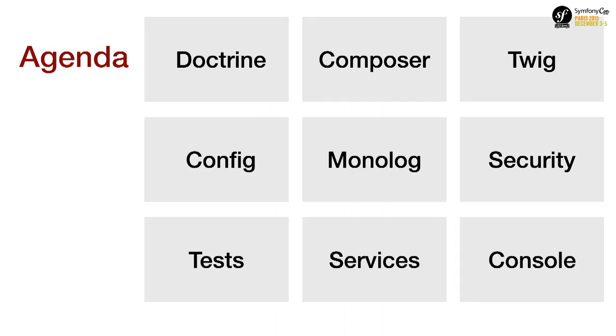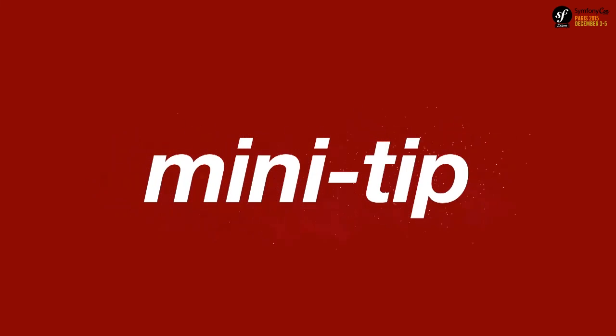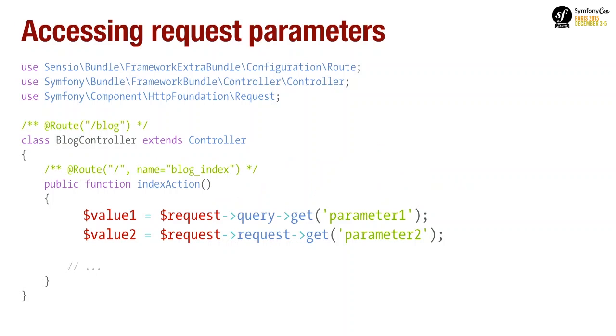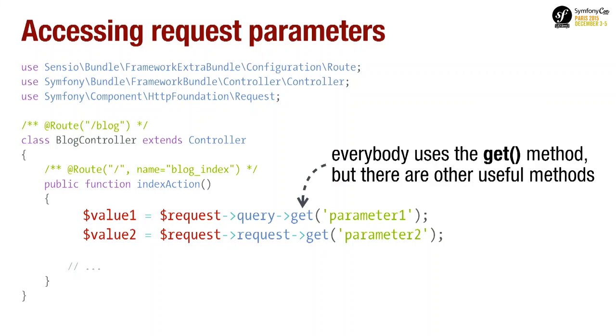Well, these will be the main topics of the session, these 9 main topics, but we'll also have a lot of mini tips, like this one. We're going to start with a small tip. Take a look at this usual controller code, where you want to get the value of some request parameter, and you obviously use the get method, like everyone else does.